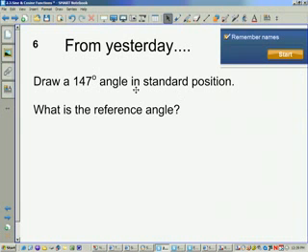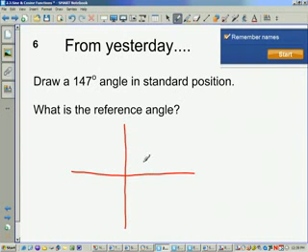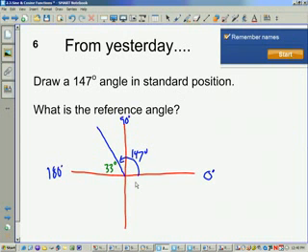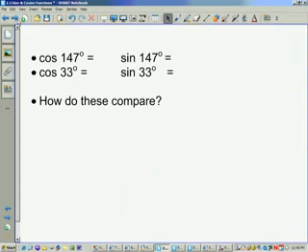So let's take a look at this. Let's draw 147 in standard position and try to find the reference angle. 147, we start at 0, we pass 90, but we don't get quite to 180. So I'll draw this out here. So this is 147. Now we look at what's left over here. So if we take 180 minus 147, that's going to be 33 degrees. So that's our reference angle.